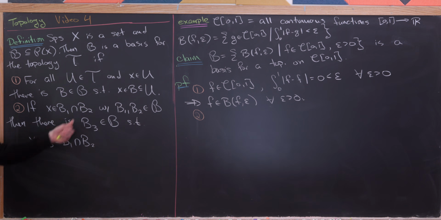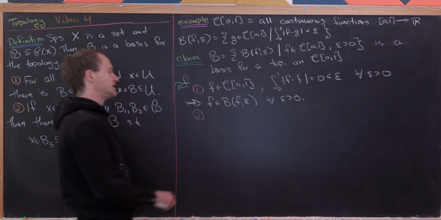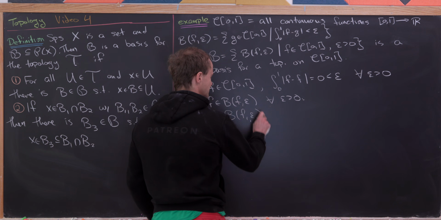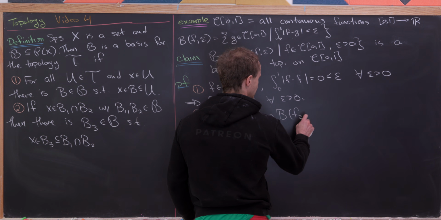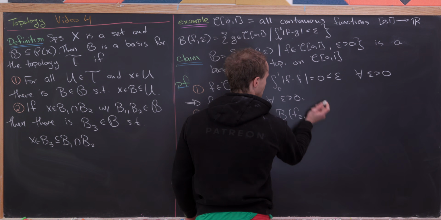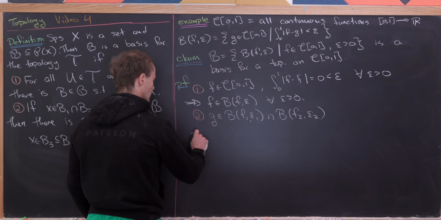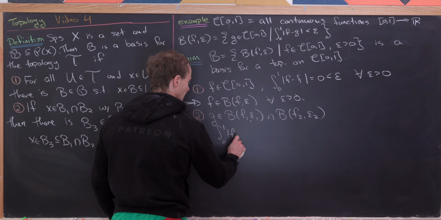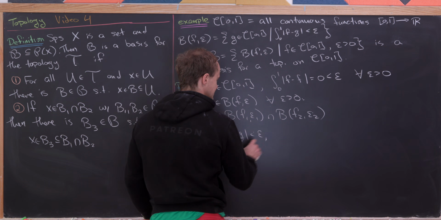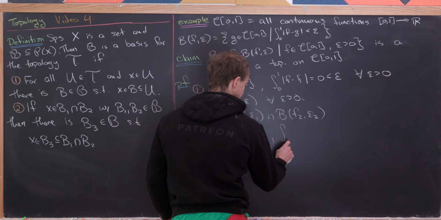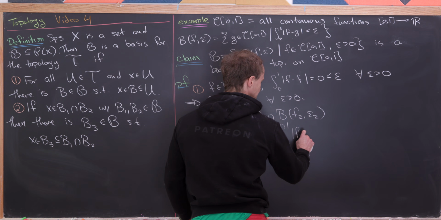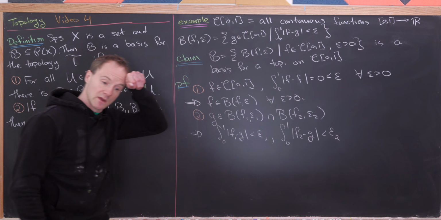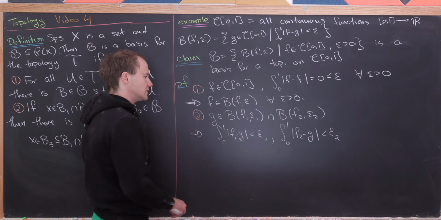So we need a point inside of an intersection of two of these things. So let's suppose that we've got g, which is inside of B(f1, epsilon 1) intersected with B(f2, epsilon 2). Okay, well, what does that tell us? That tells us the integral from 0 to 1 of the absolute value of f1 minus g is less than epsilon 1. And it tells us that the integral from 0 to 1 of the absolute value of f2 minus g is less than epsilon 2.